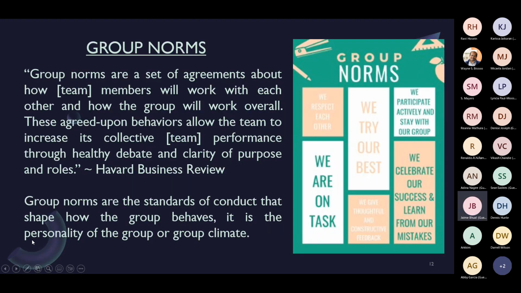Exactly. So we're going to look at group norms now. Group norms are the standards of conduct that shape how the group behaves. It's really the personality of the group or the group climate. Some norms are explicit and clearly seen by all participants. What would you say are the group norms in this class?